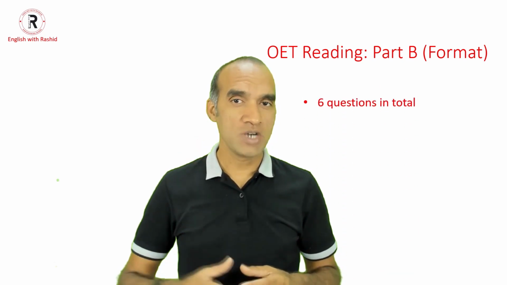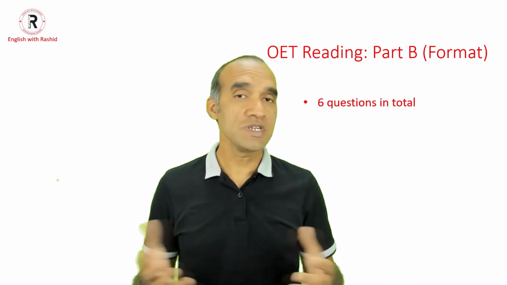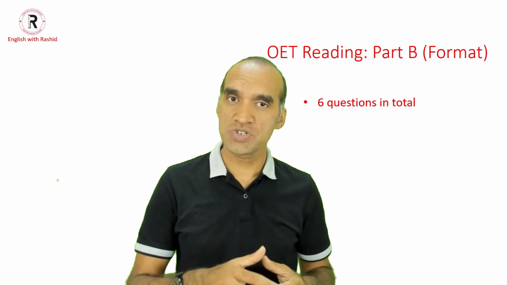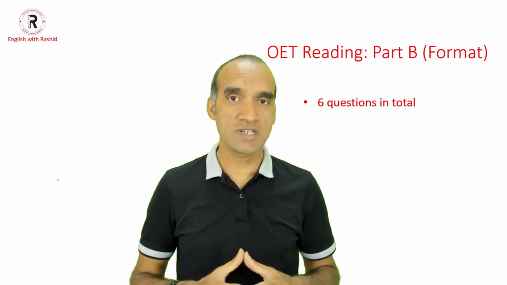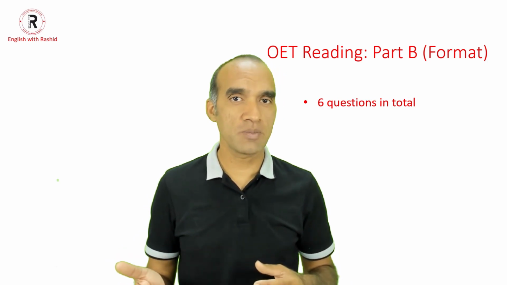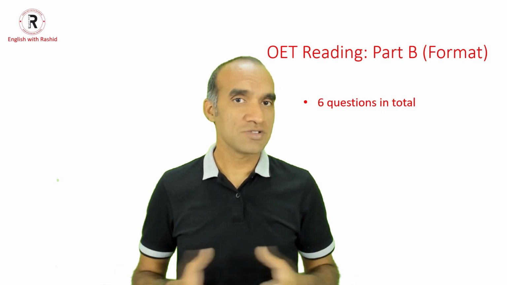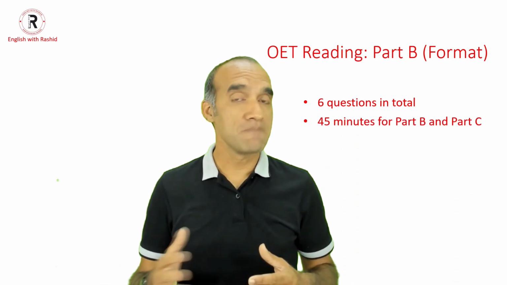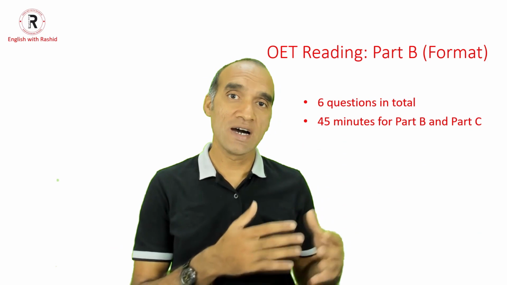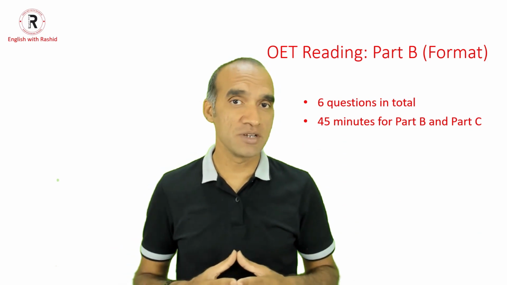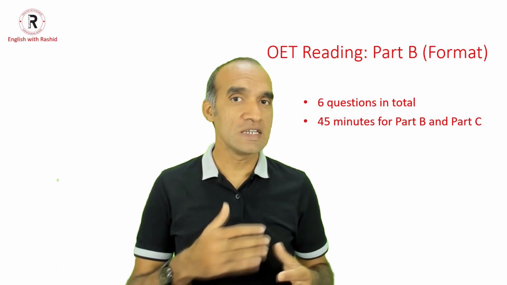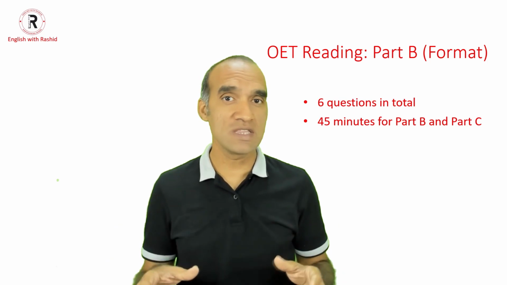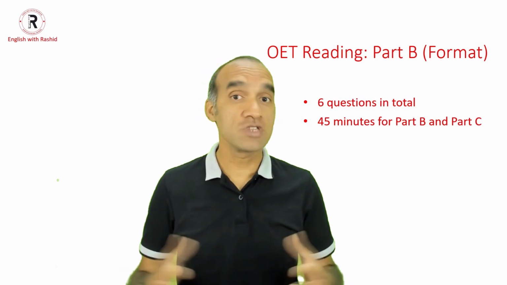Let's now have a look at the format of Part B. There will be 6 questions in total. It means in the OET Part B, there are 6 questions, each based on a short text related to the healthcare workplace. OET reading has 3 parts, A, B, and C, and Part B and C share a time allocation of 45 minutes. Therefore, test takers need to manage this time between these sections to complete both effectively.